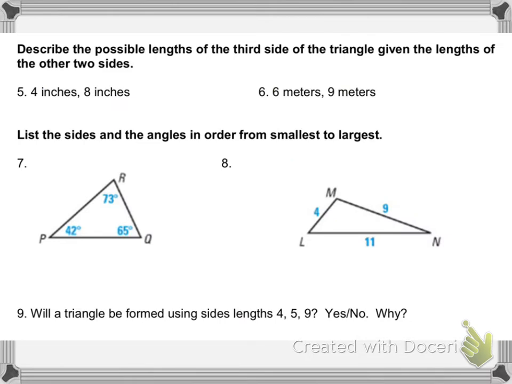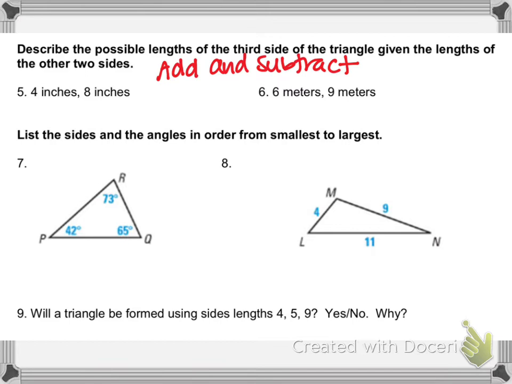All right, this next section says describe the possible lengths of the third side of a triangle given the lengths of the other two sides. So remember the two small sides have to add up to be bigger than the third. So when you're just given two sides, you have to say, okay, it could be this range of numbers. The kicker here is you want to add these numbers and subtract these numbers, and that's going to get you your range of values.